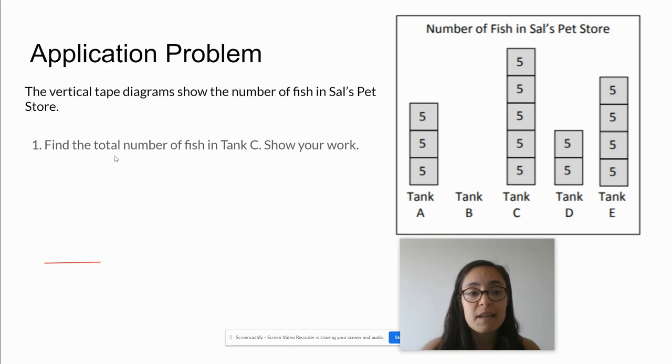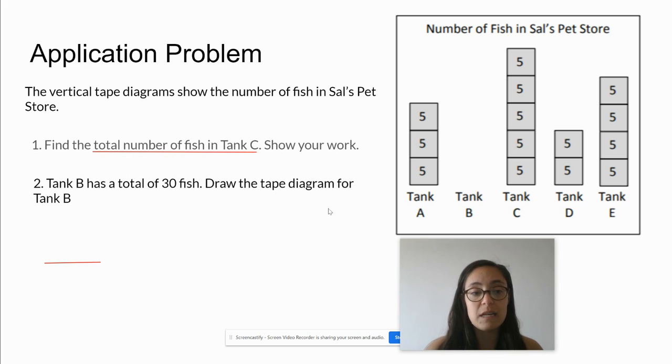Now, we need to find the total number of fish in tank C. So I would look at tank C. I look at the bottom here for my tanks. I look at tank C, and I would have to count. I see that my group sizes are groups of 5. So I would have to count by 5: 10, 15, 20, 25. So we know that the total number of fish in tank C would be 25.